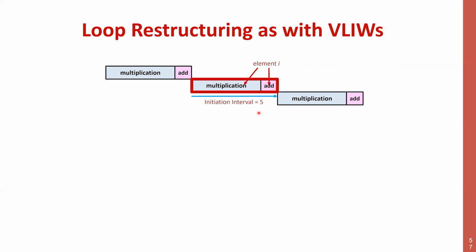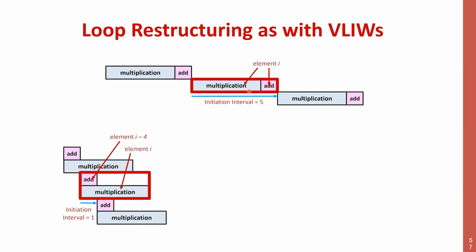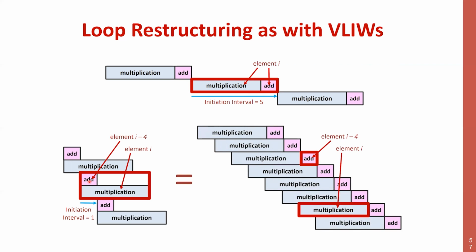So initiation interval 5. And only 2 operations in this body, that are the multiplication and the add, with the dependency between them. You have to restructure it into having another loop that has a different body, where the addition and multiplication correspond to different elements or different iterations of the original loop, and therefore they are independent, and therefore they can be done in parallel. And this corresponds to essentially doing the perfect pipeline.